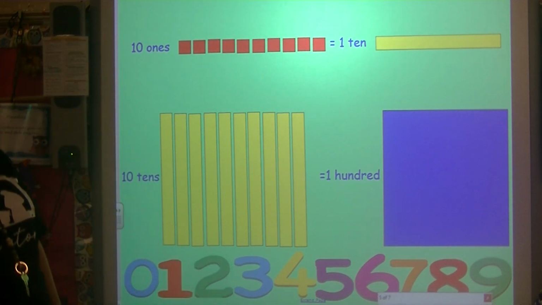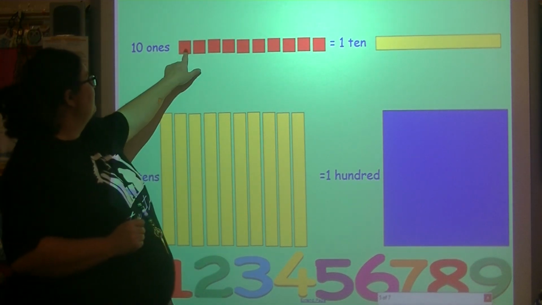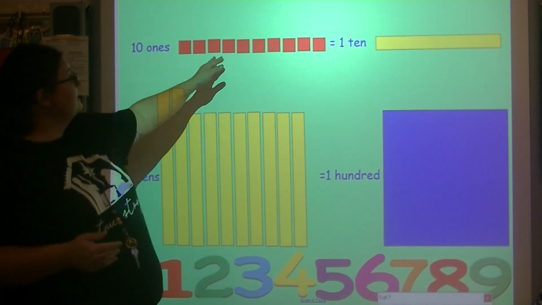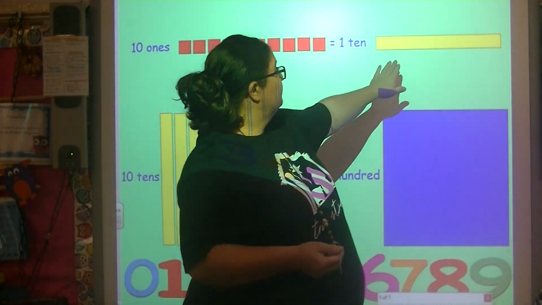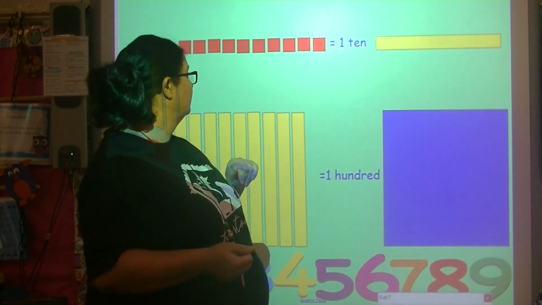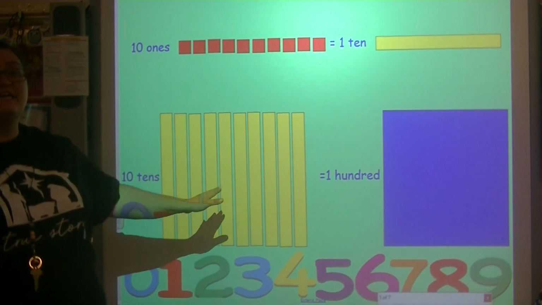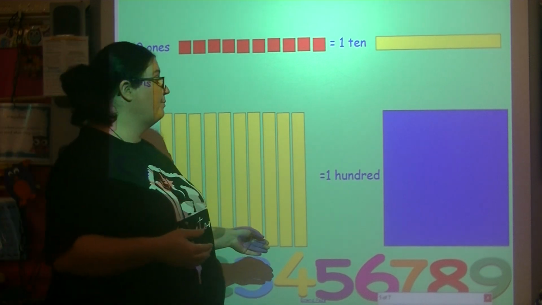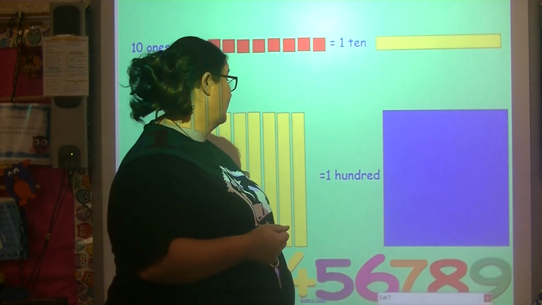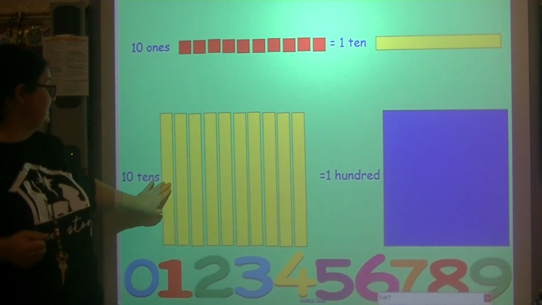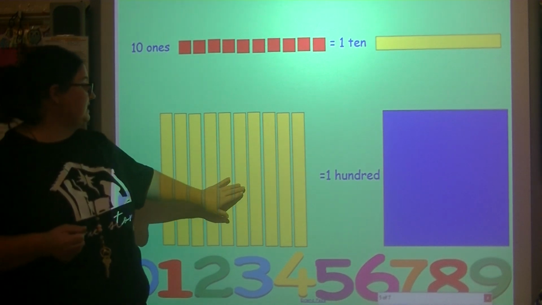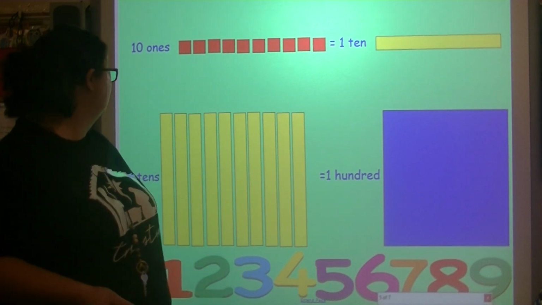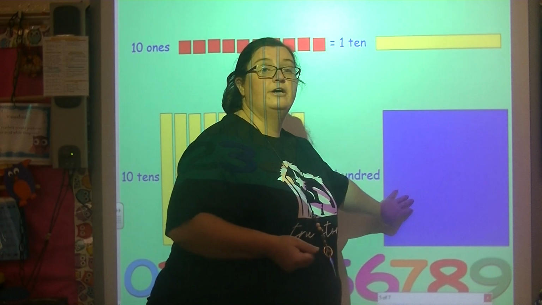So you have your little ones. 10 ones can be traded in for a group of 10. If you have 10 tens, we can trade those in for a group of 100. So if you have 10, 20, 30, 40, 50, 60, 70, 80, 90, 100. So 10 tens equals 100.